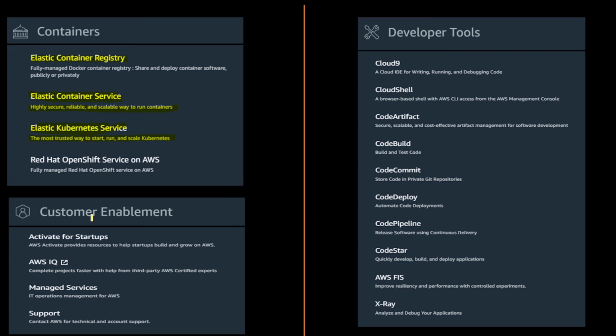Then the next category is customer enablement, where we have customer related services. One is support and managed services. Support is to contact AWS for technical and account support. Then we have managed services, then AWS IQ, then Activate for Startups.